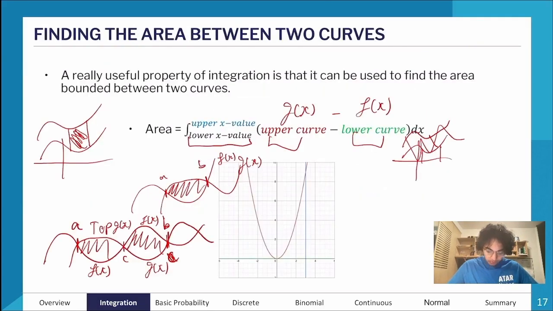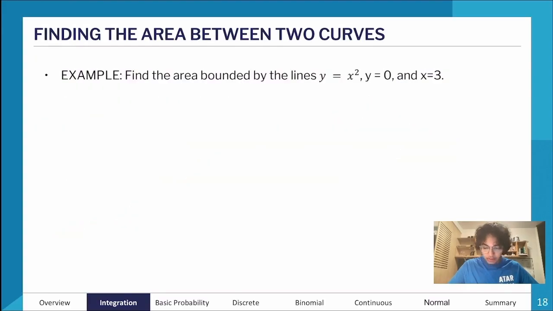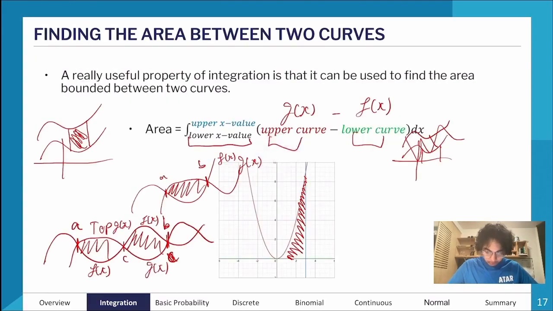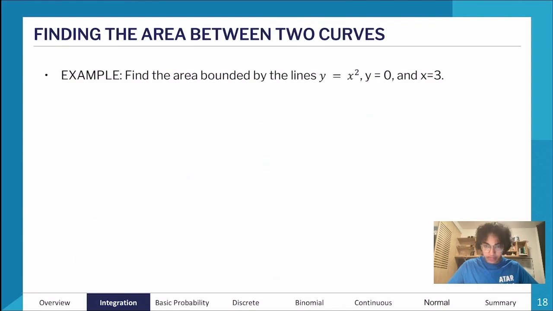That's represented on this diagram here, the one that I've scribbled on. Sorry about that. But we want this area here, right? So they said y is equal to x squared, y is equal to 0, and x is equal to 3. Okay. How can I do that?